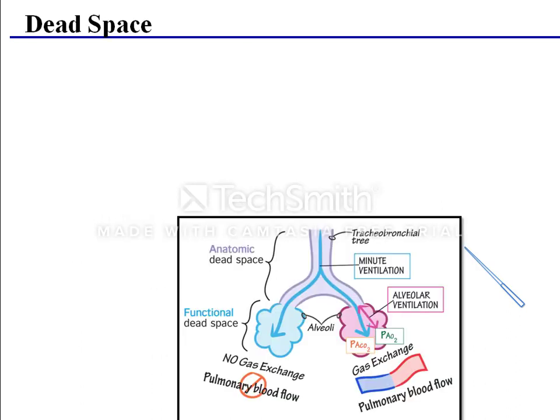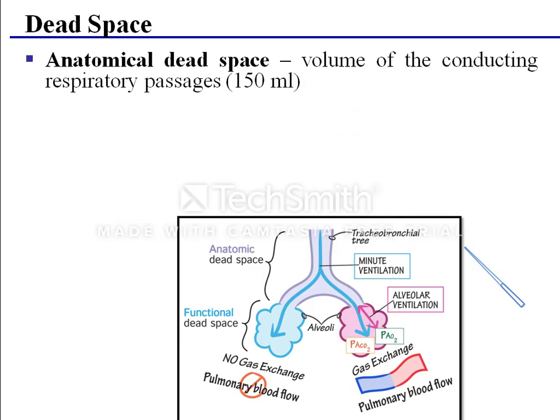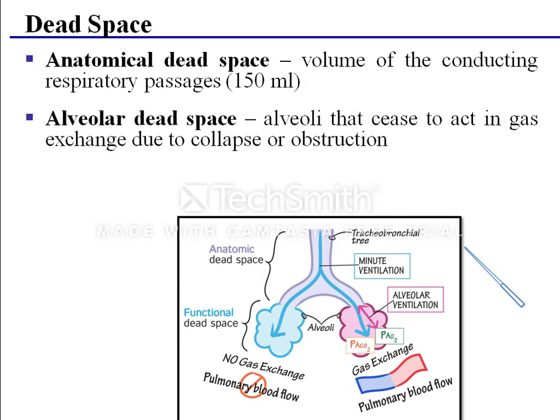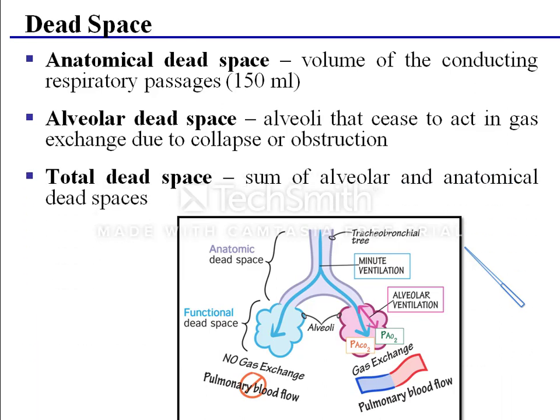Now, the lung is involved in respiration, but there is a certain area which is not involved in the exchange of gases, called dead space. As we know, the trachea or the complete tracheobronchial tree is not involved in exchange of gases. So that tree is anatomically called dead space, the anatomical dead space, which is about 150 ml. And some alveoli are also not involved in exchange of gases because of obstruction or collapse. That is called alveolar dead space. The sum of anatomical dead space and alveolar dead space is called total dead space.